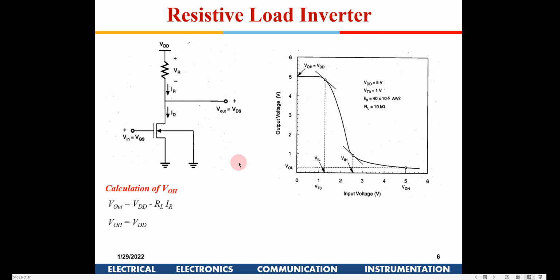So it simplifies the equation like this. Now if you see in this particular topology, the calculation of VOH: for VOH, Vin is equal to 0, and we are assuming that there is no current which will flow here. So VOH is equal to VDD here. There is no issue with this.